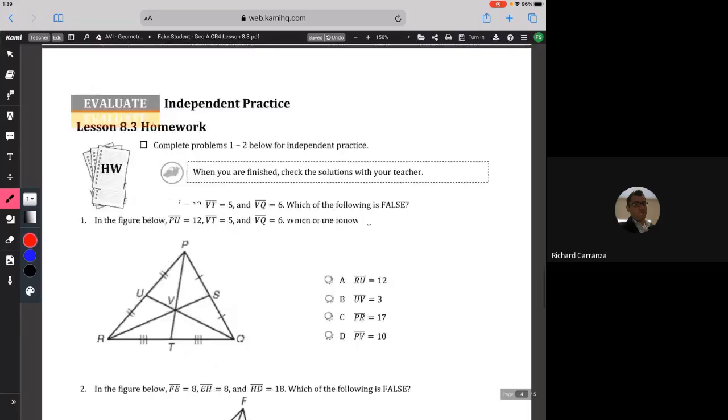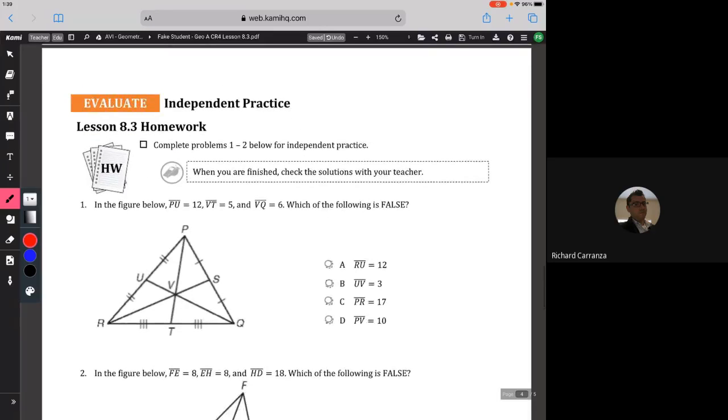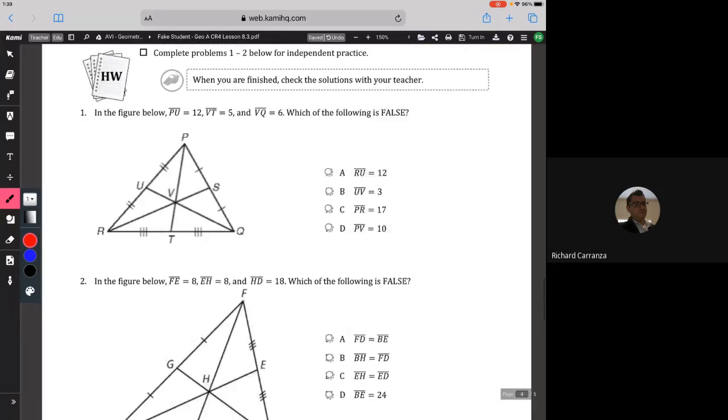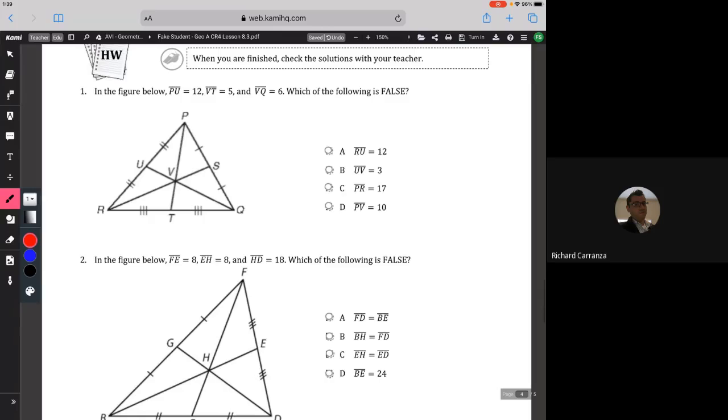So look at, let's go to page 52. And look at this one. Number 1 says, in the figure below, PU is equal to 12. I'm going to go ahead and write it down. VT is equal to 5. And VQ is equal to 6. So we want something that is false.